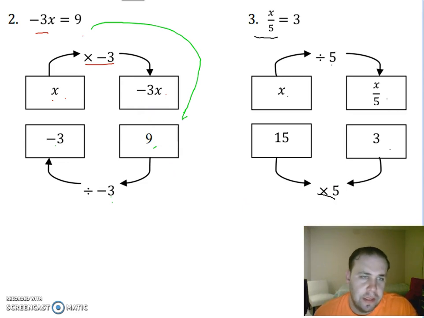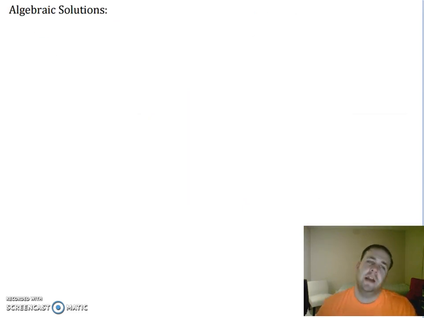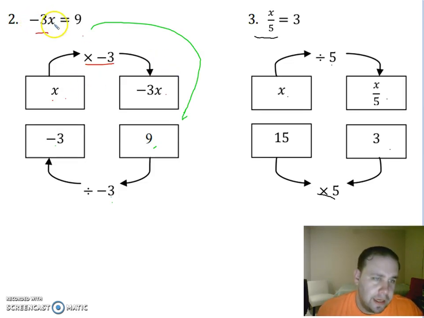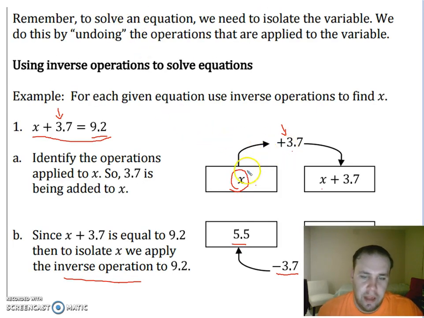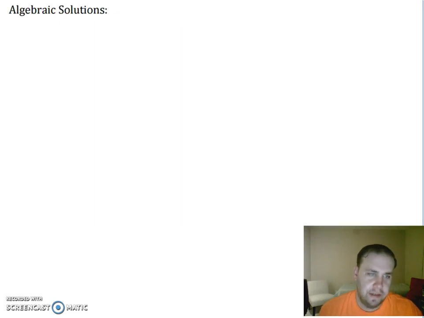It's really important to understand that those were linear equations that were built. Just a flashback: x was multiplied by negative 3, x was divided by 5, and there was 3.7 added on to x. So these were being built together. If I wanted to go ahead and solve this algebraically, so that was the actual pictorial method.